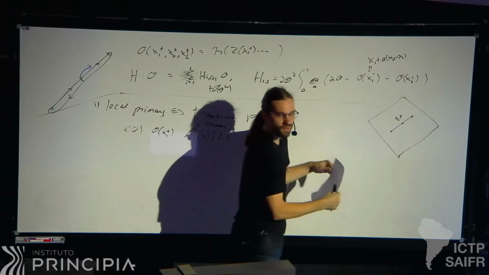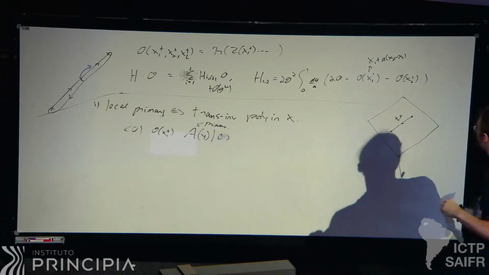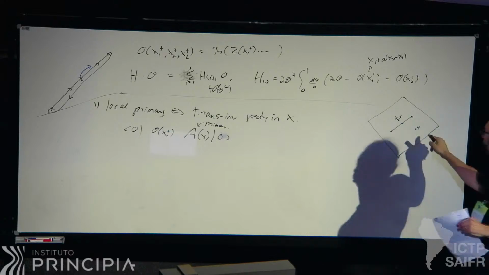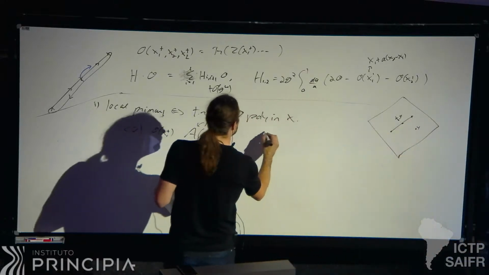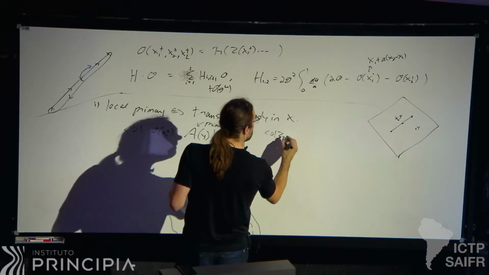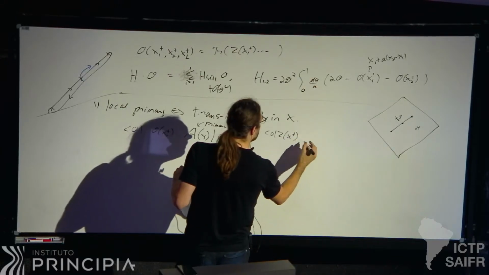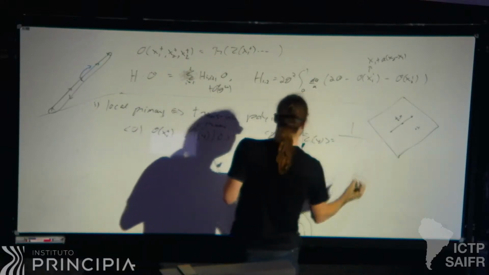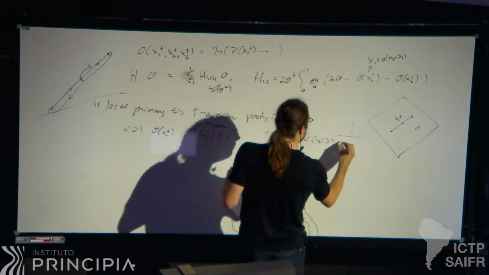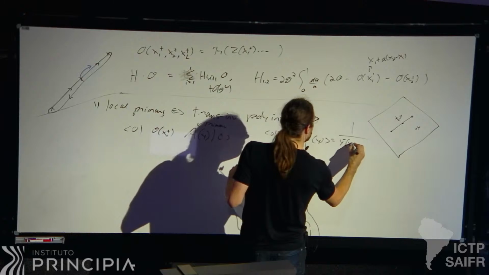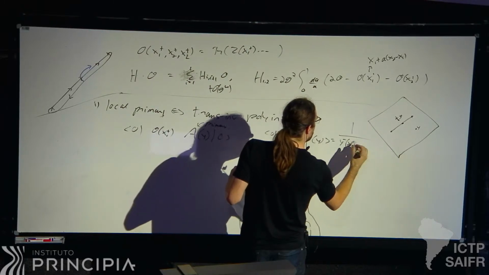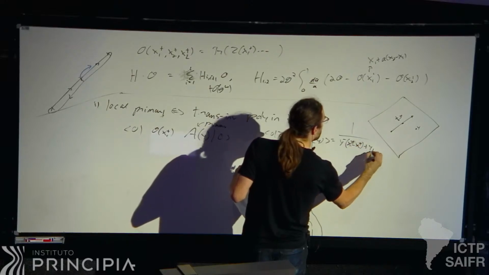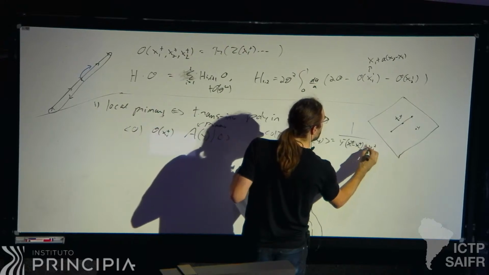They're all null separated from each other. And I'm inserting this point y at some random place. It should not be on this null ray, so that the two-point function is non-zero. And then the basic propagator is Z of x plus Z bar at y. And that is some function that looks like 1 over y plus minus x plus, y perp squared, maybe with a minus here, with some i epsilon.